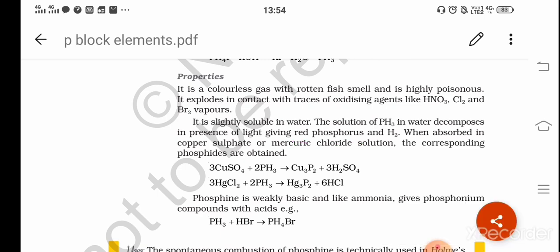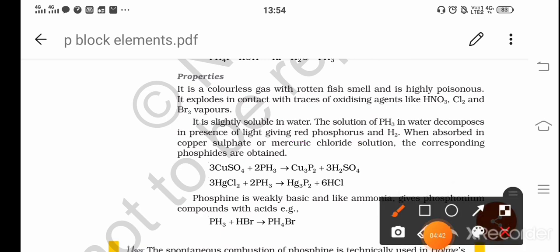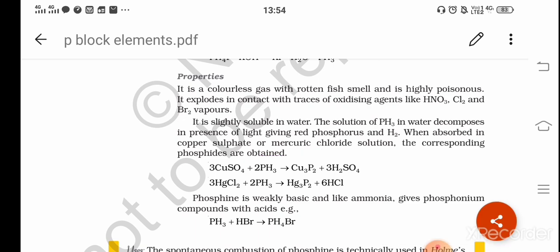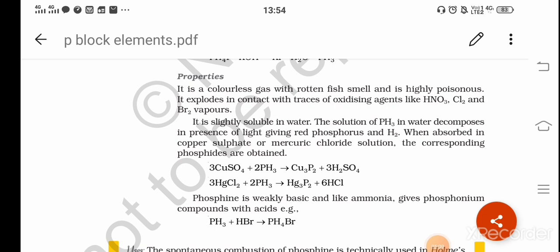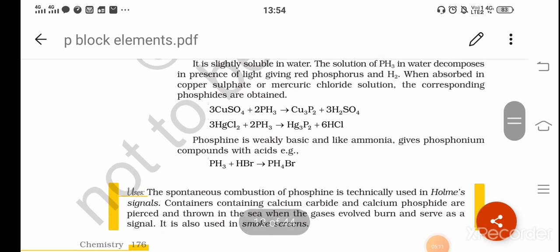But when absorbed in copper sulfate and mercuric chloride solution, the corresponding phosphides are formed, as shown in the reactions. Copper sulfate, when treated with phosphine, gives copper phosphide and sulfuric acid. Mercuric chloride, when treated with phosphine, gives mercury phosphide and HCl. Phosphine is weakly basic like ammonia and gives the phosphonium ion. This shows that phosphine is also basic in nature. When it reacts with HBr, it gives the salt.